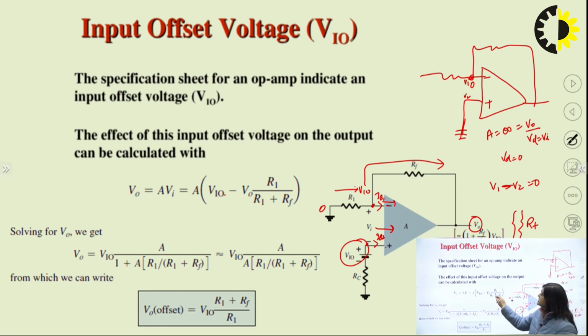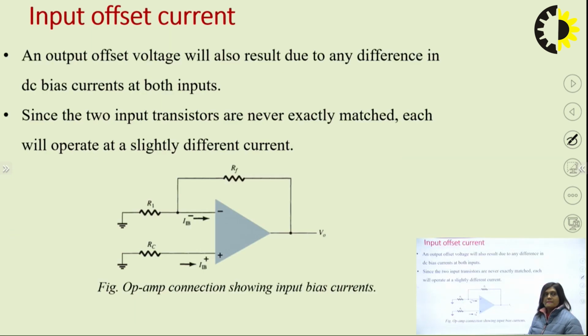So this potential is written here. This potential indicates the potential at this point. So by solving this, we can obtain this value. So this is the output offset voltage due to the input offset voltage, V offset, that is there. After that, input offset current.